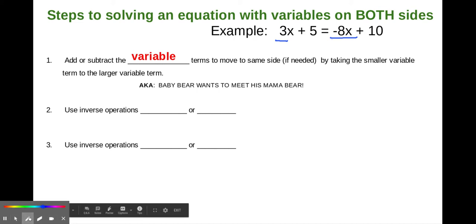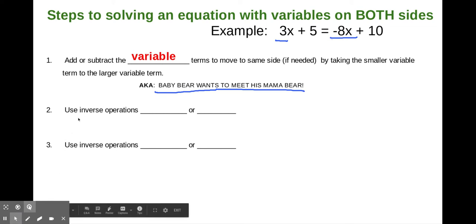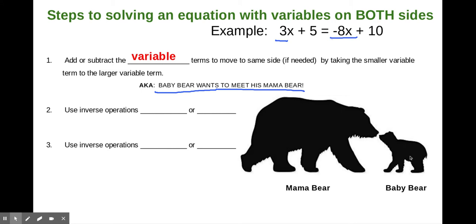And this is going to sound silly, but this says baby bear wants to meet his mama bear. And I know that you're like, oh, geez, what does that mean? Okay. And it's these kind of silly little things that really make us understand a harder concept. So if you think about a baby bear and a mama bear, okay, put that image in your head. You have a mama bear and you have a baby bear. Well, obviously the baby bear is smaller than the mama bear, right?